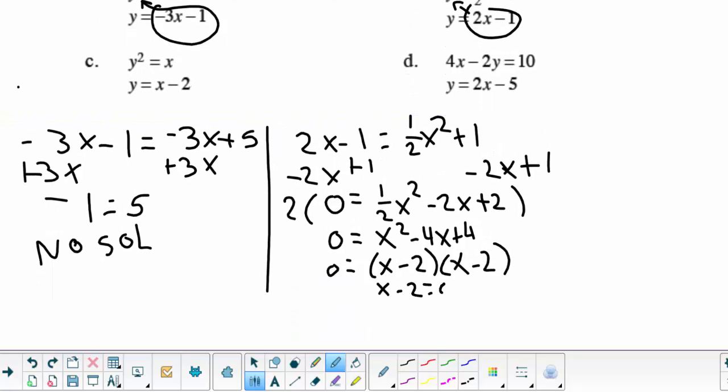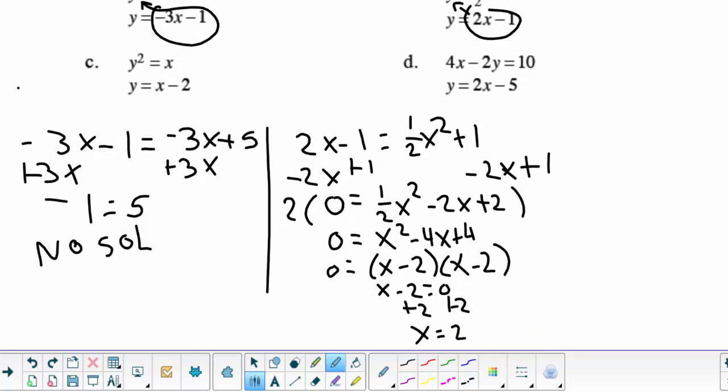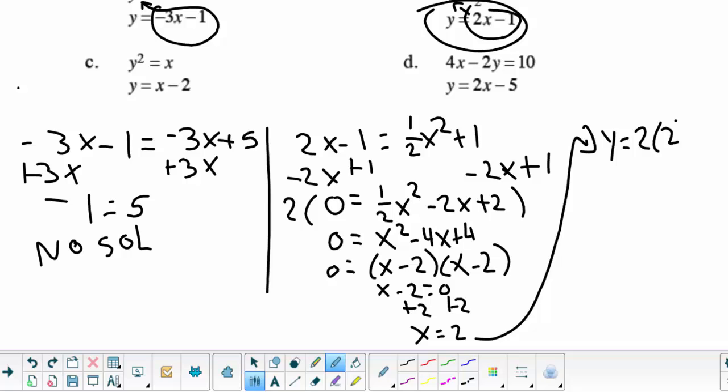X minus 2 equals 0. We'd add 2 to both sides. And we get x equals 2. And we get the same thing twice. So we'll learn a little bit more about this when we start talking about polynomials, but we know the x value is 2. So now if we want to find the y value, we can go back. And I'm going to use this one because that looks easier. So we'd say y equals 2 times 2 minus 1. Plug in the x value. So that's 4 minus 1 is 3. So we know that these two lines or curves intersect at positive 2, positive 3.